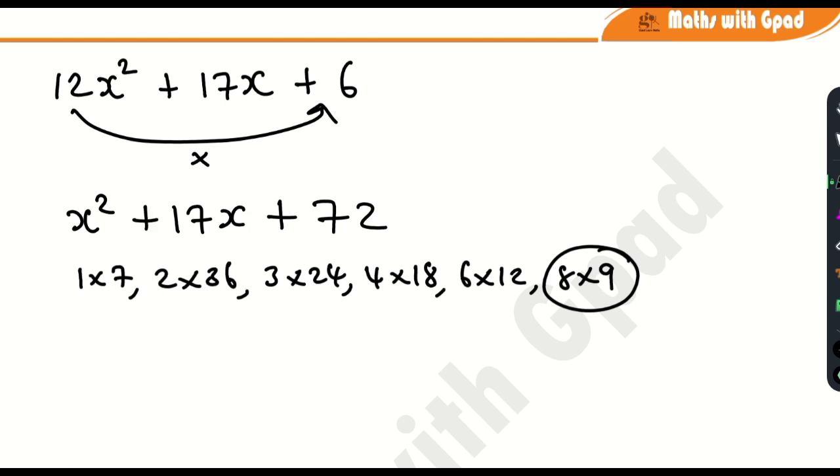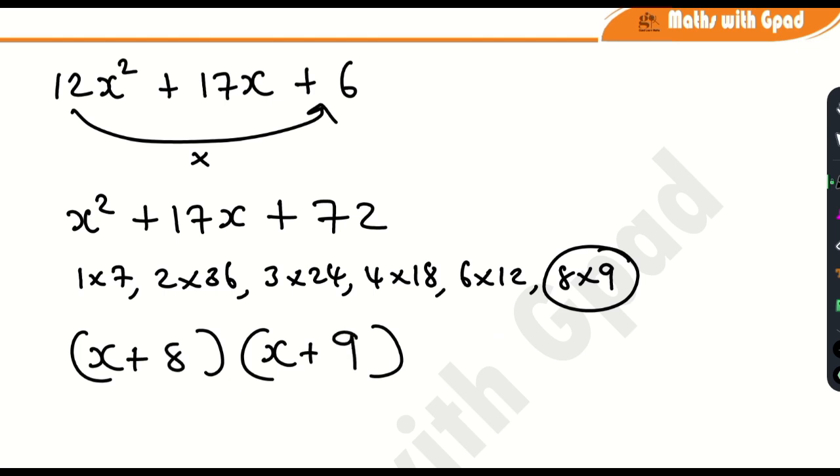I'm going to open two brackets like so, one bracket and two brackets. I'll write x here and x here, plus and then plus. So this is 8 and 9. From here, I'm going to write 8 here and 9 here. So you might be wondering, what about the 12 that we had before? Yes, like I said, we're going to go back to the original trinomial, which is 12x squared plus 17x plus 6. So what I'm going to do now is multiply these constant terms 8 and 9 by that 12. So I'm going to write 12 here and 12 here.